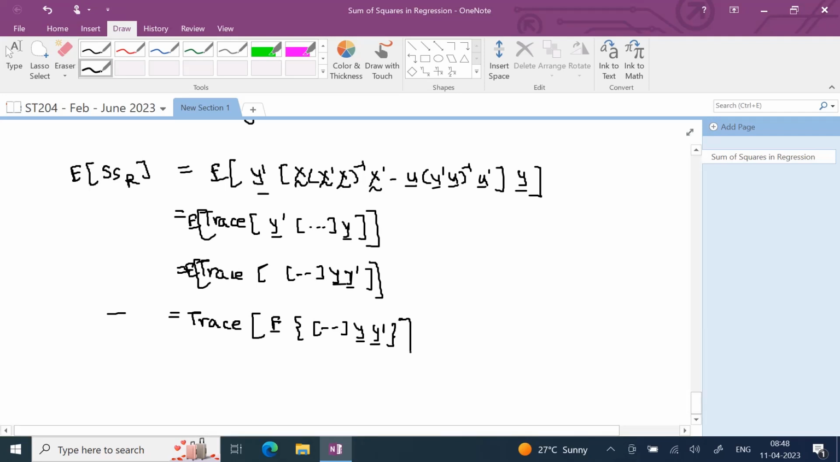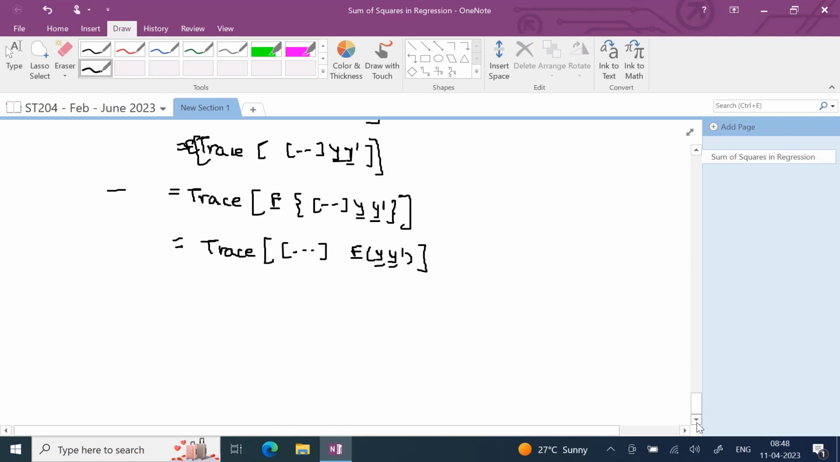Now what we know is this big matrix contains only X and U. X we are assuming is not random, so it is constant and won't get affected by expectation. U is anyway a matrix of ones, so it is a matrix of constants. So the expectation can go inside. So I will have the trace of the big matrix into the expectation of y prime. What is the expectation of y prime? Let me use some theory here.